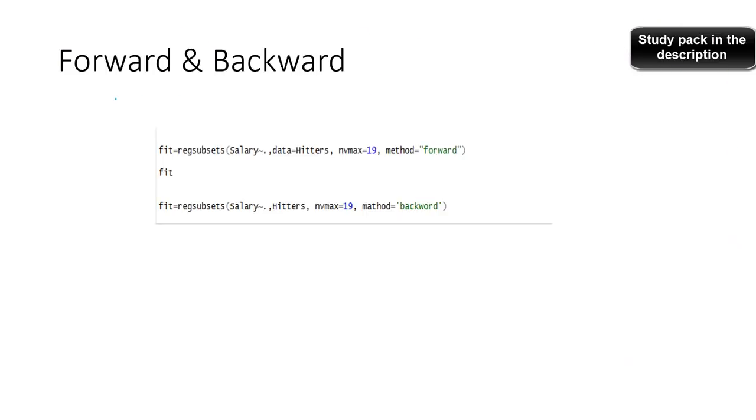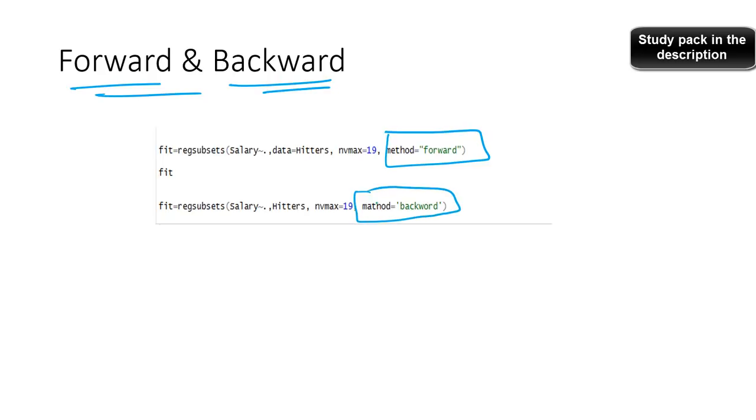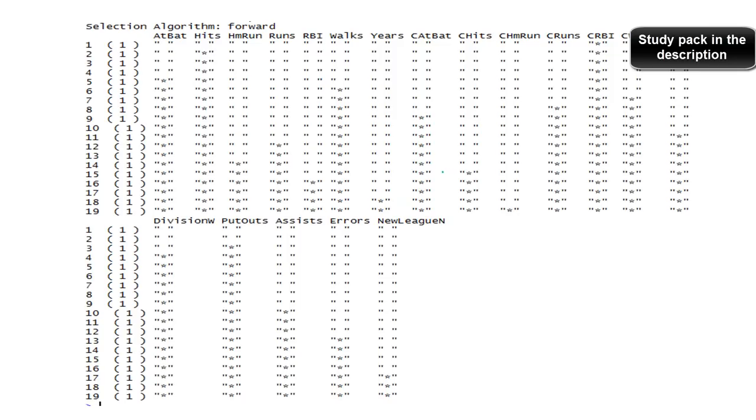Now we'll compare forward and backward. We just started with subset selection, and now we'll do forward and backward. The syntax is the same, except that when you do not use any method, by default it takes subset selection. When you use method forward, it is going to do forward selection. When you use method backward, it is going to give you backward regression results, and that's what we are going to see.